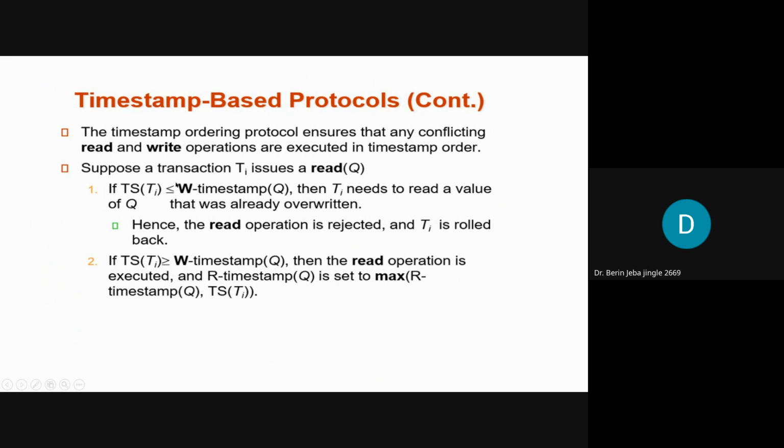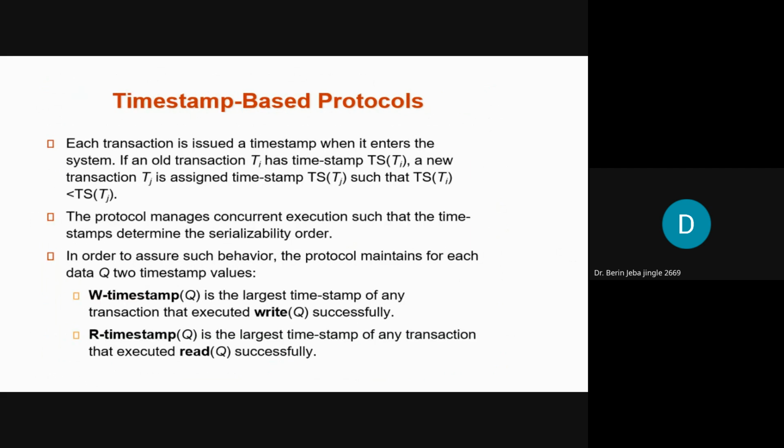If TS of TI is less than write timestamp of Q, then it does not perform the read operation. It is rejected and rolled back. If TS of TI is greater than or equal to the write timestamp of Q, then the read operation is executed. So execution is based on these two timestamp values.